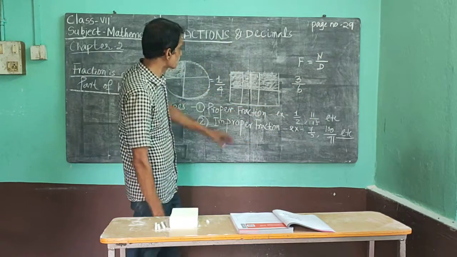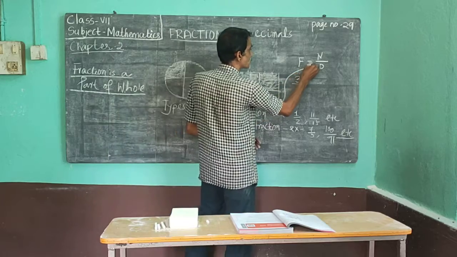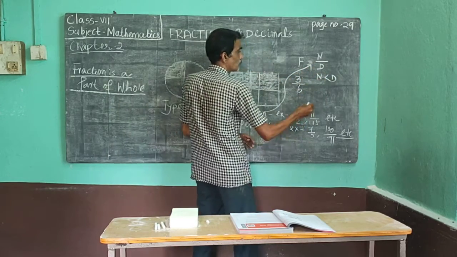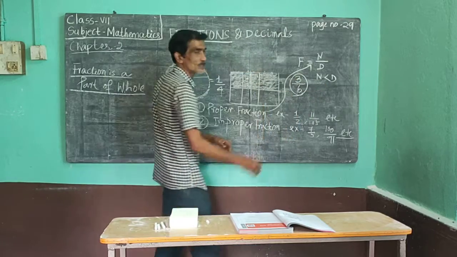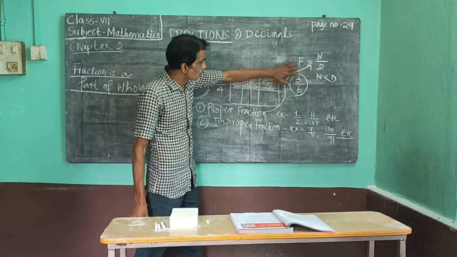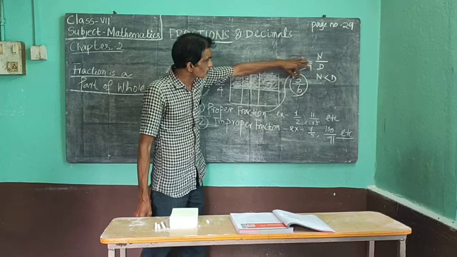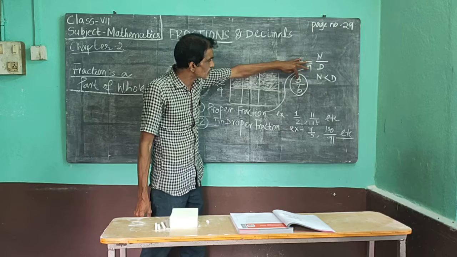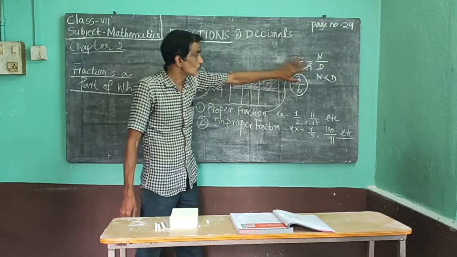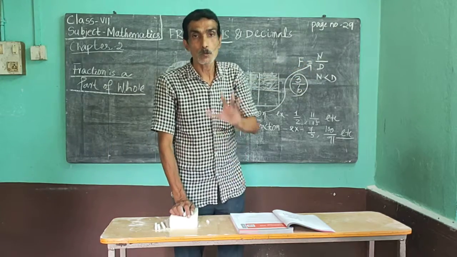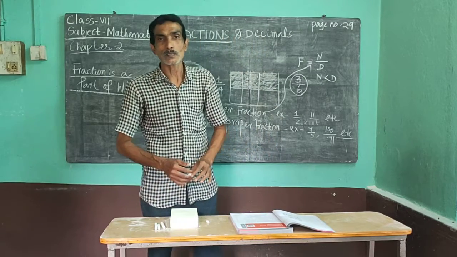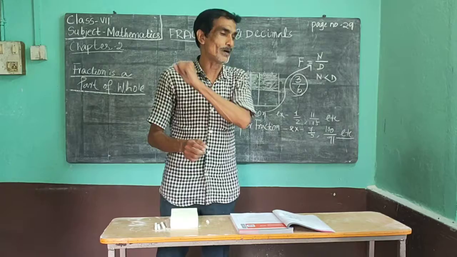So in a proper fraction, what happens? The numerator is less than the denominator. For example, 3 upon 6. Look at this fraction. It is a fraction where 3 is the numerator and 6 is the denominator, and 3 is less than 6. Such a fraction is known as a proper fraction. Please remember, the value of a proper fraction is between 0 and 1.